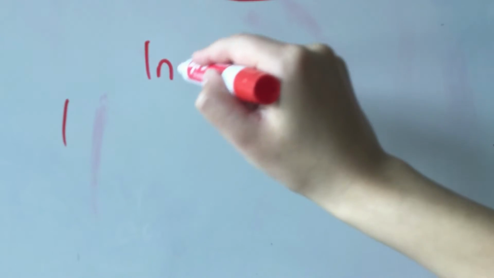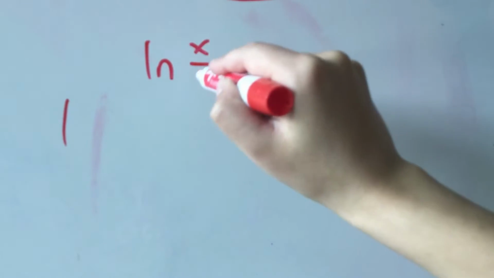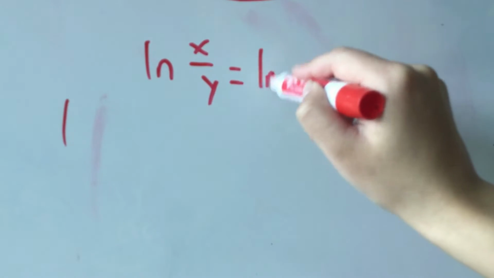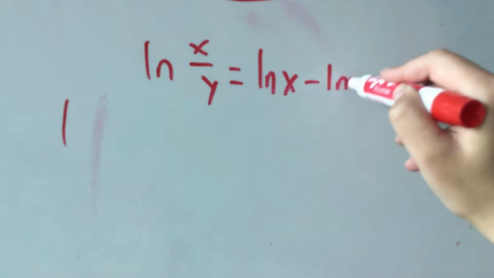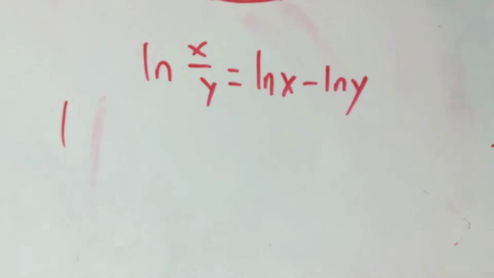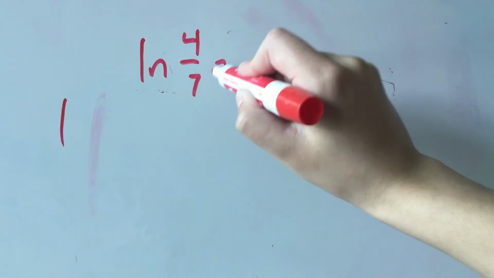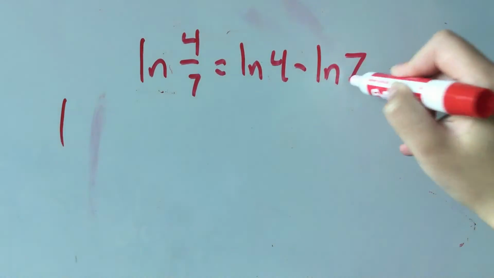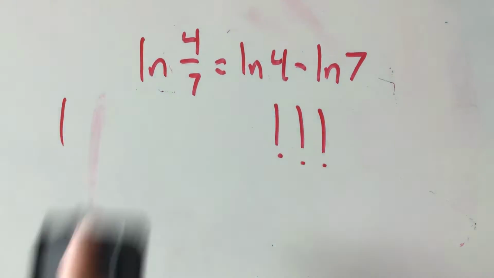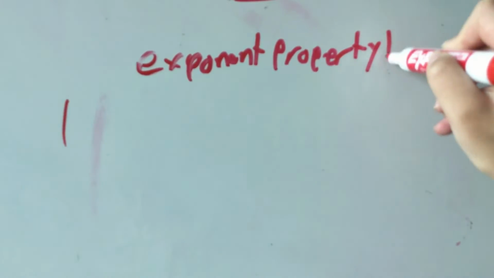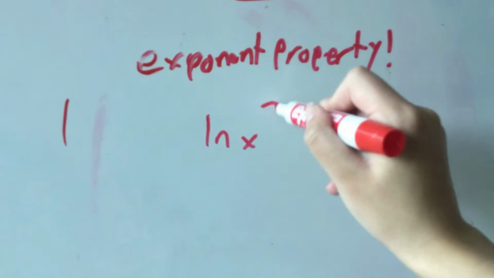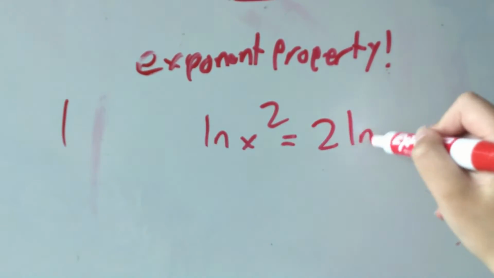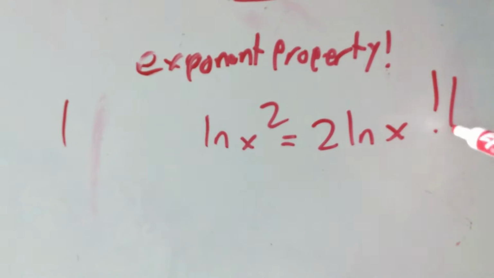A very similar property applies to division and subtraction. If there is a log or natural log of something being divided, you can split each up and subtract them like so. ln of x over y equals ln x minus ln y. With numbers, it would look like this. Pretty easy, right? Another very cool property is the exponent property. It basically says that you can rewrite a log with an exponent as a normal log with the exponent moved to the front like this.